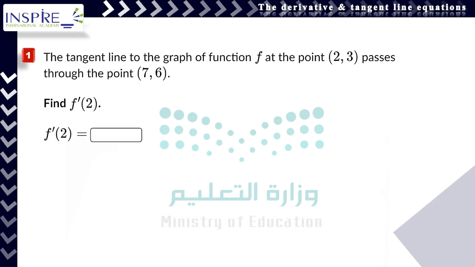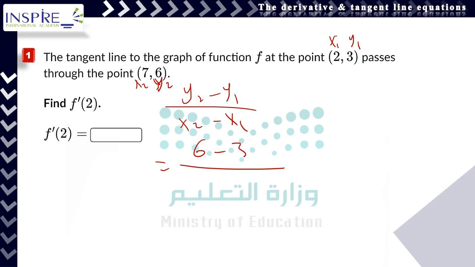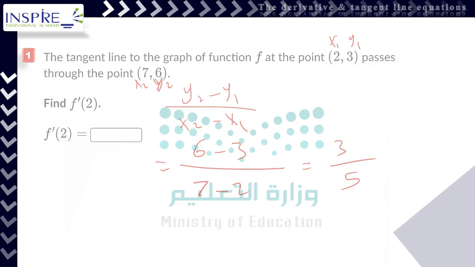We need to get the slope of the function at x equals 2. So it is the same tangent. The derivative is the slope of the tangent line, so it will be y2 minus y1 over x2 minus x1. This is x1, y1. This is x2, y2. Let's plug in our numbers. So it will be 6 minus 3 over 7 minus 2. It will be 3 over 5.